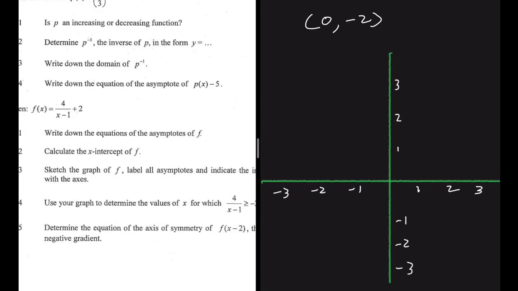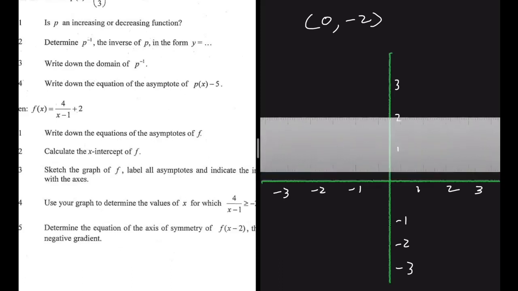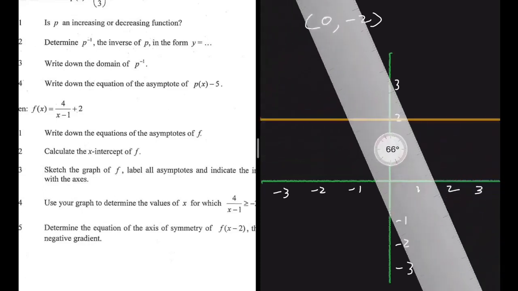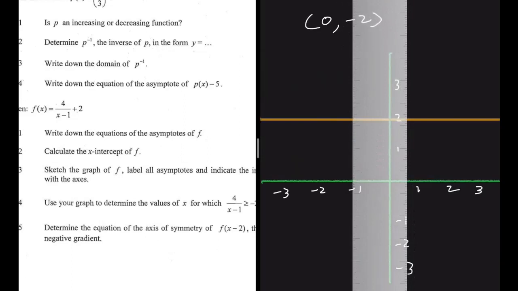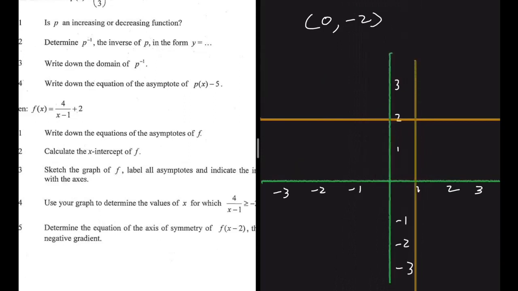So right, let's go ahead and put our asymptotes in our graph, right? We have a horizontal asymptote at y equals 2. So let's just go ahead and have that there. So there goes our horizontal asymptote. And then our vertical asymptote is at x equals 1, right? So let's do likewise. There goes our vertical asymptote.